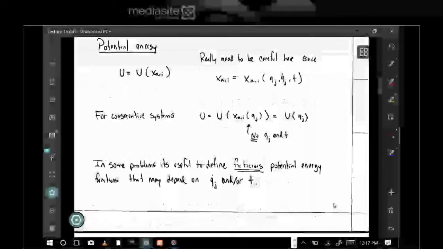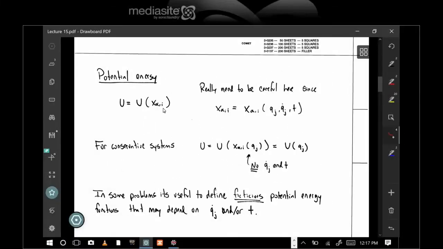Okay. Potential energy. Now, potential energy should just depend on x. However, you've got to be really careful here. That x may be a function of q_j and time. Now you may say, well, how the heck, when a potential energy should never depend on time? Well, in one coordinate system, you may have a fixed coordinate system, but then you might be doing things in a moving coordinate system, and so the potential energy may depend on time.